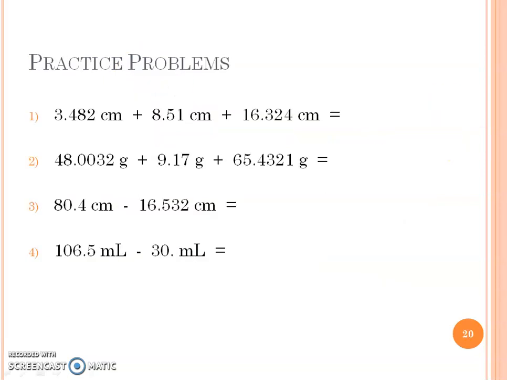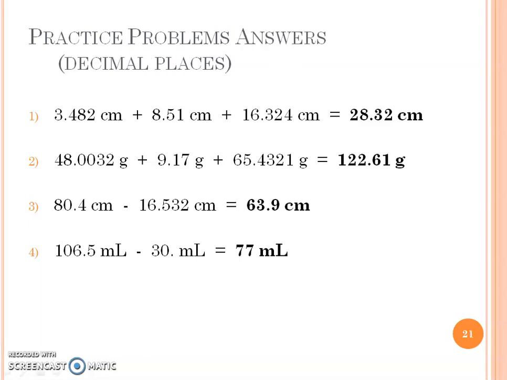All right, so can you do these practice problems? Pause. Again, do the entire number. Use all of the numbers when you're calculating it into your calculator. However, round correctly to the correct, in this case, decimal places. But when we get to multiplication and division, it would be sig figs. So hopefully you got those answers for 1 through 4. And again, I'm reminding you that if you're not getting this or not understanding, please either come see me in class or talk to one of your classmates.